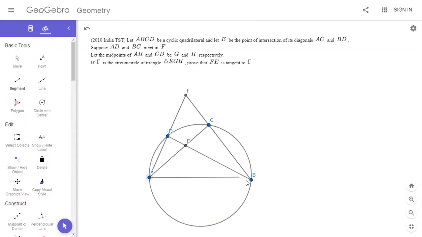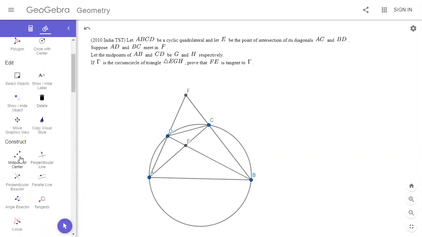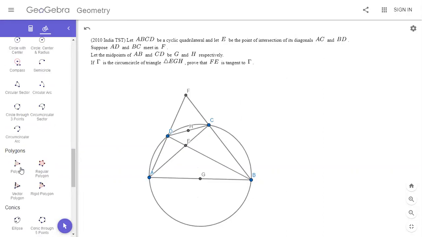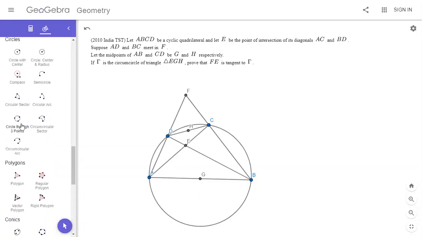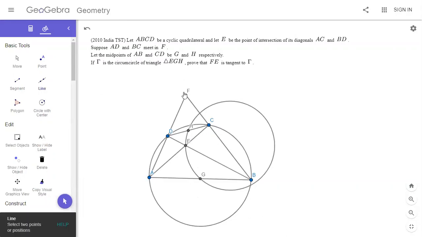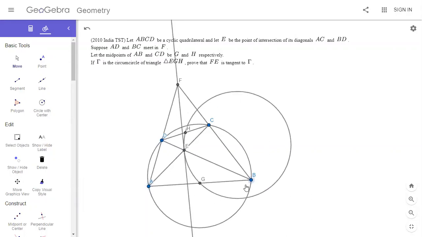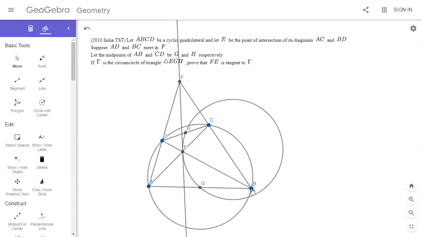Let me draw on those segments. G and H. Gamma is the circumcircle of EGH. We want to show that FE is tangent to gamma. It's kind of interesting. Okay. Let's try to prove it. So that's the same as showing angle FEH is equal to angle EGH.